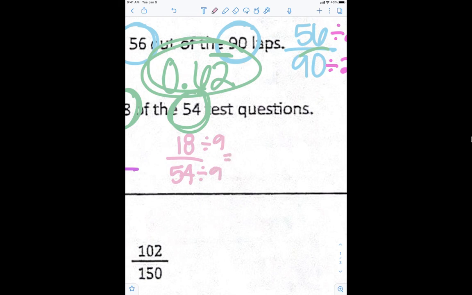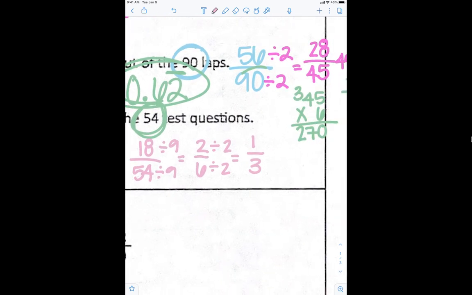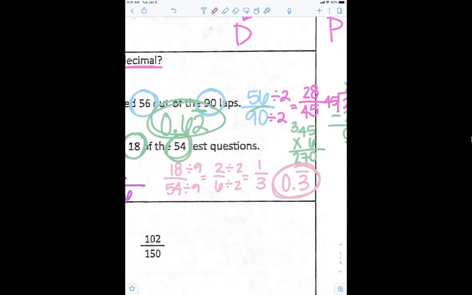So I've got 18 divided by 9, which is 2. And then I've got 54 divided by 9, which is 6. And then I see they're both even again, so I'm going to divide by 2, top and bottom. 2 divided by 2 is 1. 6 divided by 2 is 3. So I have 1/3. Okay, that's a benchmark fraction, so if you know it, you don't have to do neato. And I know 1/3 is 0.3 repeating. It goes on and on forever. So that's my final answer.